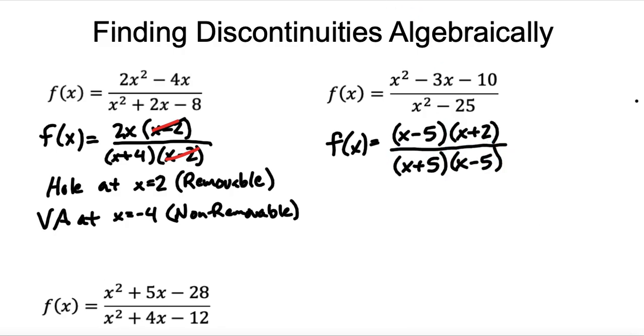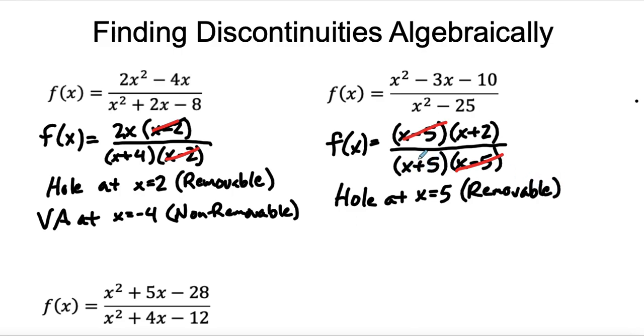So notice what cancels here. We have x minus 5 over x minus 5 cancels. So that's where the hole is. And it's always at the opposite of what you see inside the parentheses, because we need what's going to give us 0 over 0, and that means that there's a hole at x equals 5, and again, that is removable.